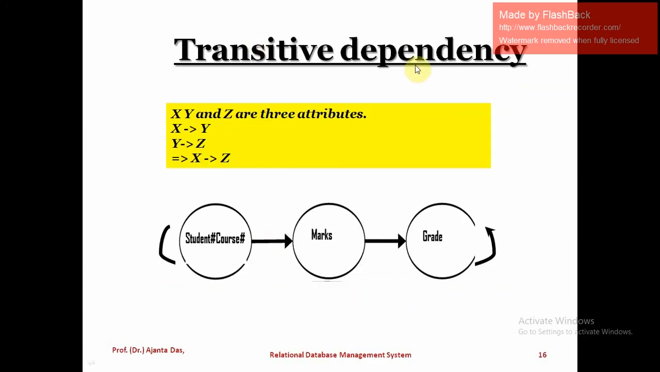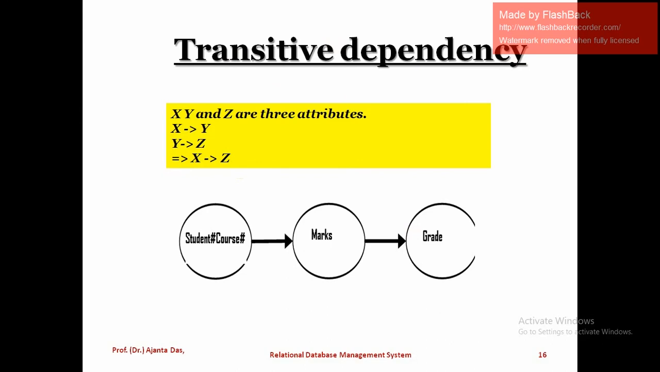What do we mean by transitive dependency? As we have already found that marks is fully functionally dependent on student number and course number. Then from the marks we get grade. However, since in that original report relation, student number and course number is the primary key, obviously grade is also dependent on student number and course number. So, by the definition, if Y is dependent on X and Z is dependent on Y, then if Z is dependent on X, we say that transitive dependency exists. So, in this case we have to remove the transitive dependency.